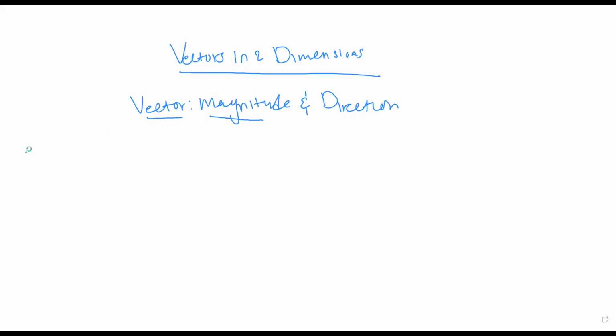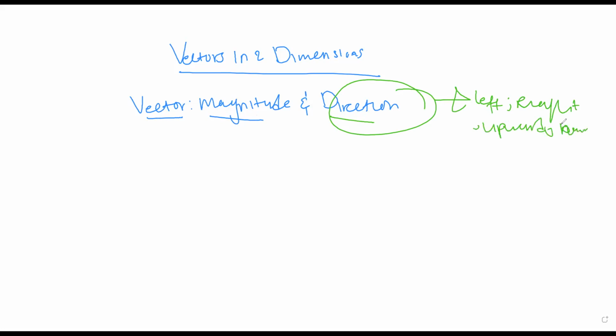When we're looking at the direction, we're looking at something like left, right, upward, downward, and so on. Anything that indicates direction. But because it's a vector, and in physics we deal with calculations, we're going to replace direction with positive or negative. Meaning if upward is positive, then downward has to be negative. If right is positive, then left has to be negative.